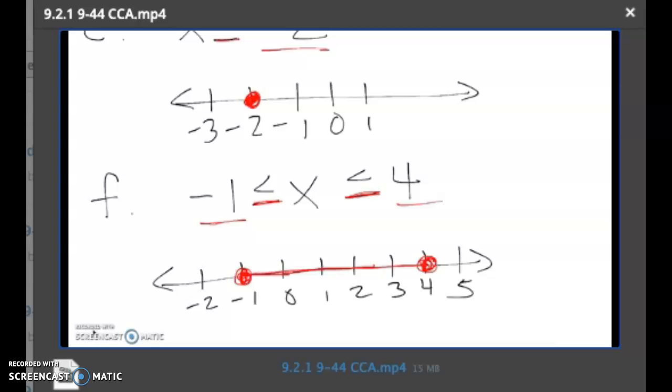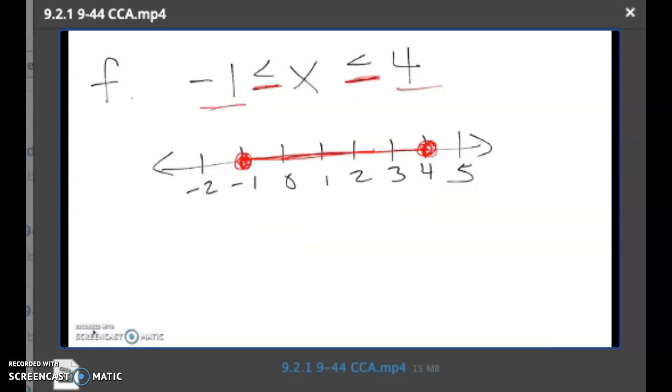Okay, so our solution is the numbers here between -1 and 4, and also -1 and 4. I don't have any arrows in there because they don't go beyond -1 and 4. It's just the numbers between -1 and +4, including -1 and 4.